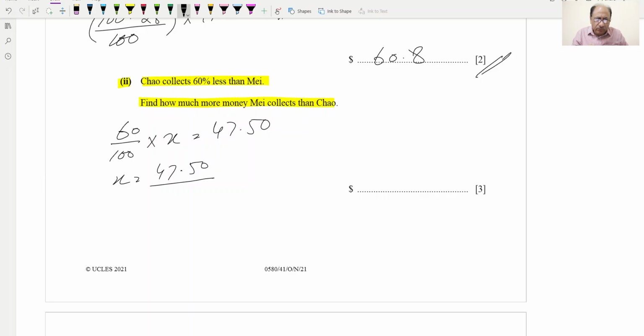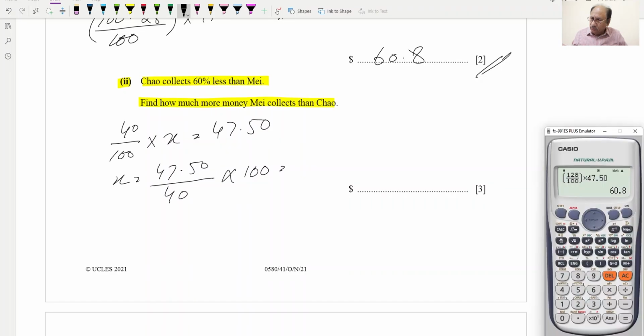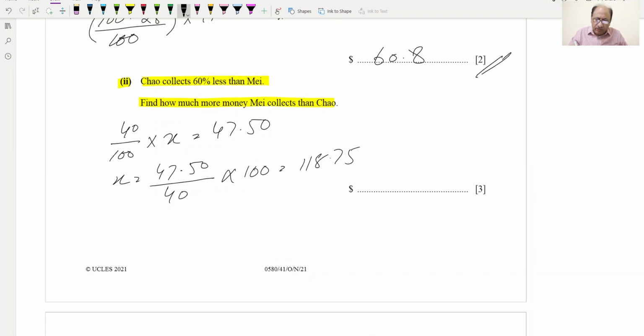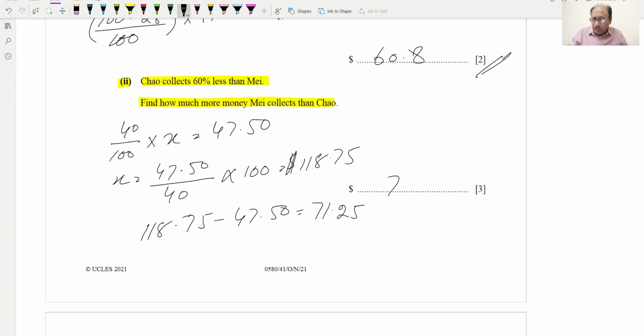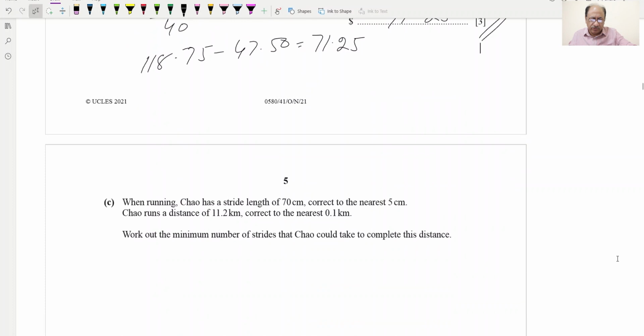Basically what we can do, in 60% less, so we'll take 40%, so it will be divided by 40 into 100, and this will be equal to 47.5 over 40 multiplied by 100, and this results in 118.75. This will be in terms of dollars, and we can subtract 118.75 minus 47.50. This much will reduce from this 47.50, and we will get the answer as 71.25, which will be our answer. 71.25. Hopefully you are getting everything.